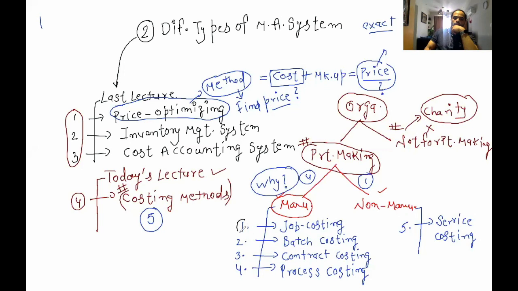Let's start with the first one, which is the job costing method. In order to apply the job costing method, we have to set the criteria. If any product or production meets that criteria, then we apply the job costing method. If it does not, then we look for another method, which could be batch, contract, or process. So let's find what the criteria are to apply the job costing method.